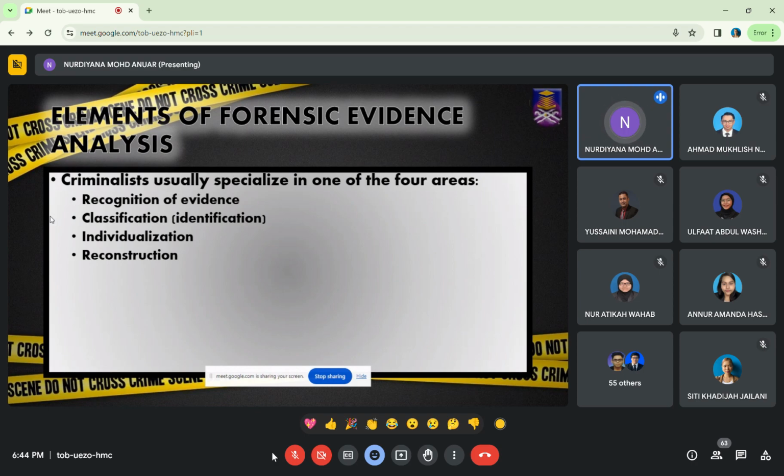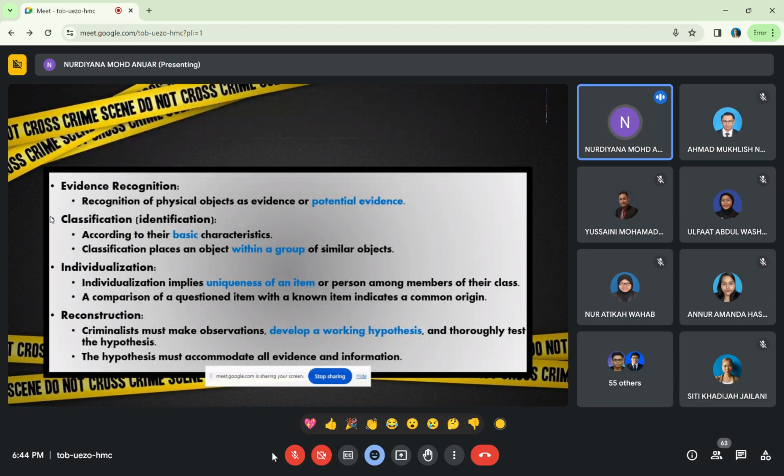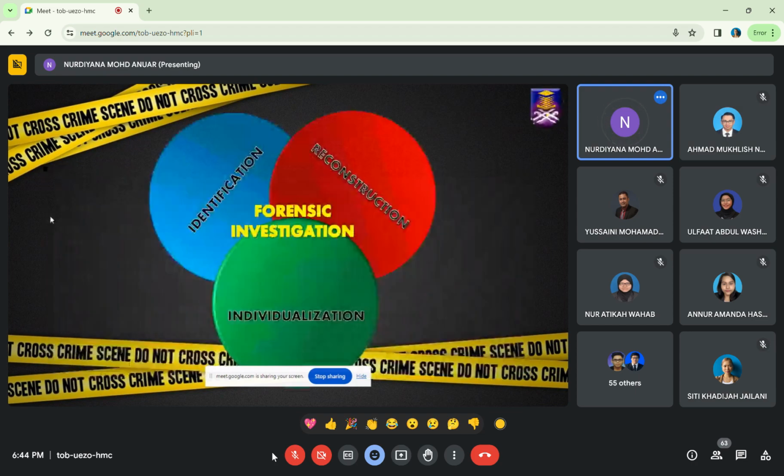And finally, another person will do the reconstructions. Dia akan cantumkan semula all this evidence, all this data to see whether the crime scenes accurate ataupun tidak. Is there any something yang maybe hanky-panky in that case? Okay, inilah yang saya terangkan tadi. So dia akan work on the theory during the reconstructions.